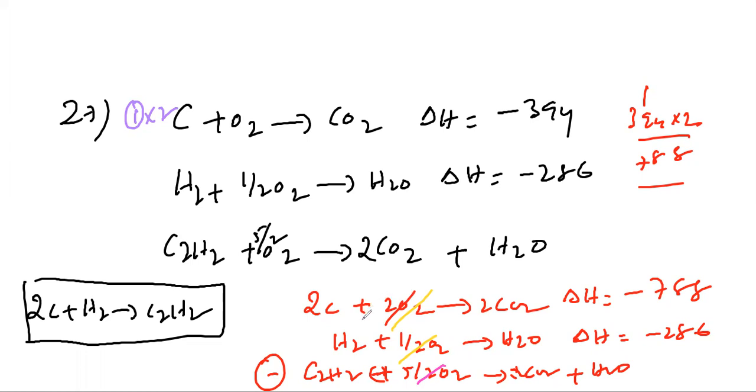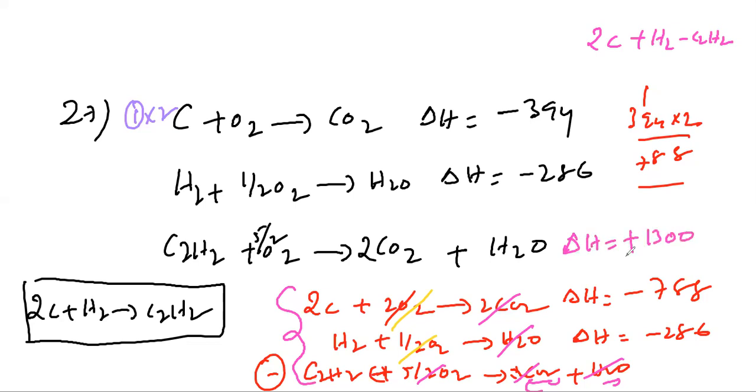So 2C plus H2 gives rise to C2H2. Carbon dioxide is going to get cancelled, and what is left over? Only these three are left over, students. On the LHS side, 2C plus H2 minus C2H2. Here the delta H value will be minus 1300. Delta H equals minus 1300 means plus 1300 you take.